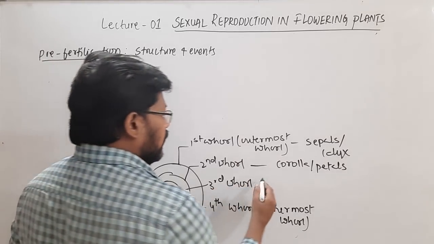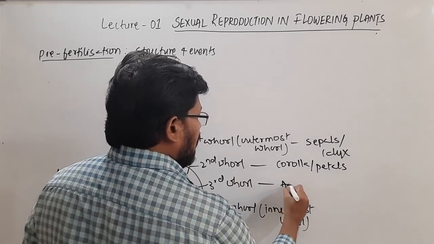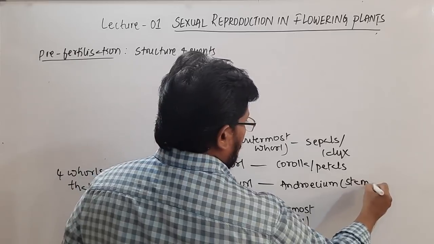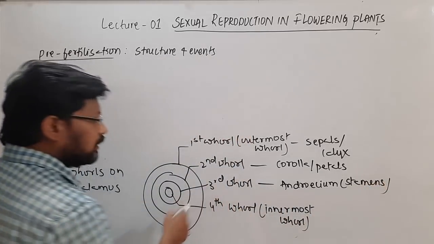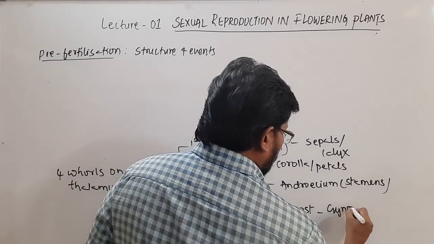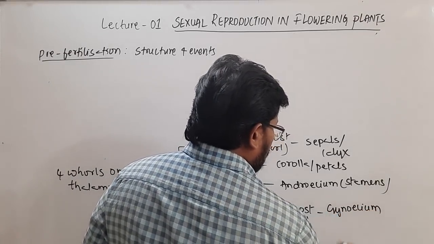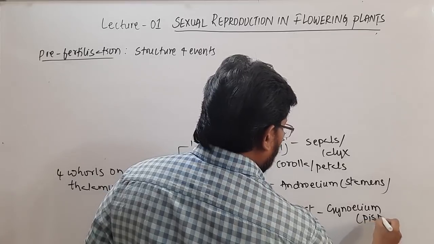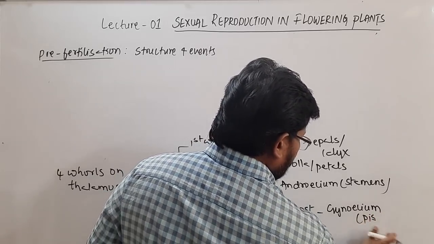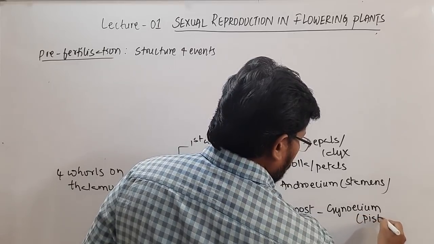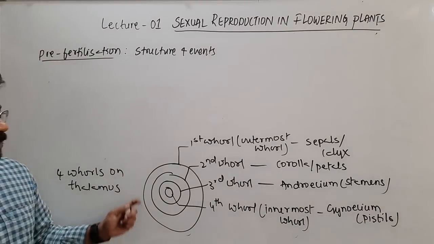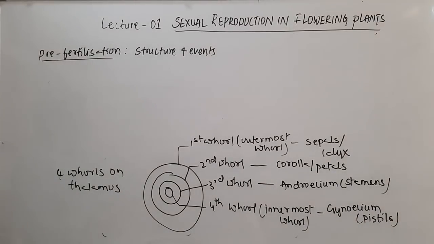Then the third whorl consists of androecium. So stamens are present in this whorl, that is the third whorl. Whereas the innermost whorl consists of the female reproductive organ, gynoecium, which consists of one or more pistils. Right. So this is about the four whorls of the flower.